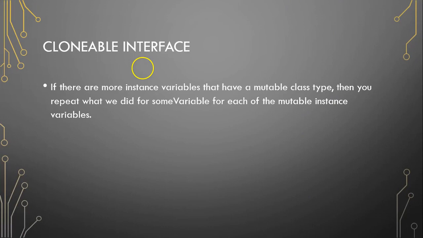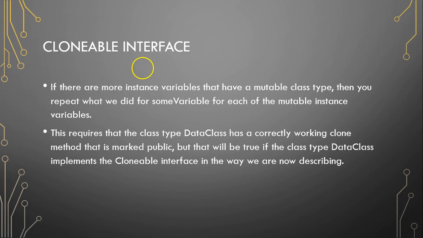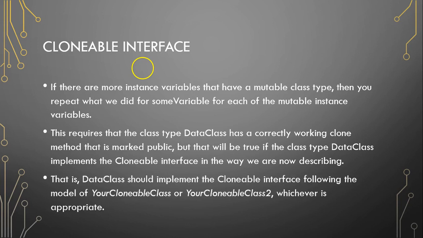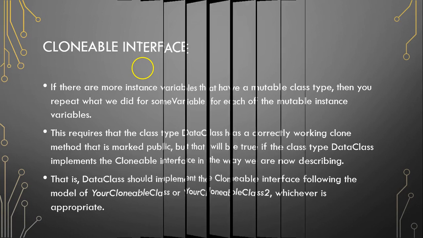If there are more instance variables that have a mutable class type, then you repeat what we did for someVariable for each of the mutable instance variable types. So this requires that the class type DataClass has a correctly working clone method that is marked public. That will be true if DataClass implements the Cloneable interface in the way we're now describing. That is, DataClass should implement the Cloneable interface following the model of YourCloneableClass or YourCloneableClass2, whichever is appropriate. And I have an example of that up in the class materials.